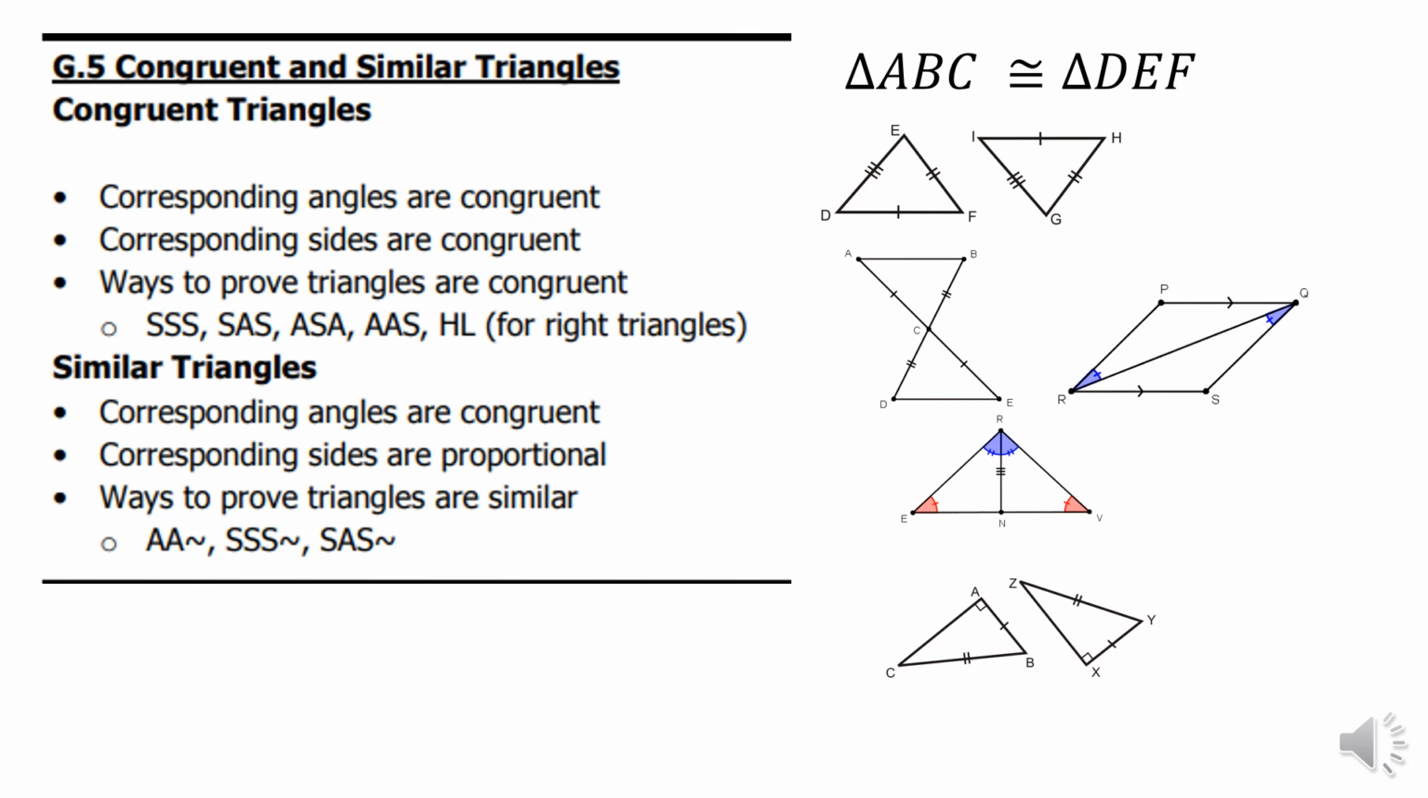Similar triangles, proving them works basically the same, except instead of the sides congruent to each other, they need to be proportional. So you want to set up your proportion, do your butterfly.